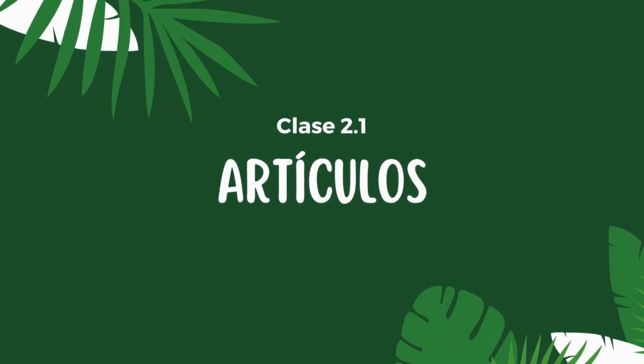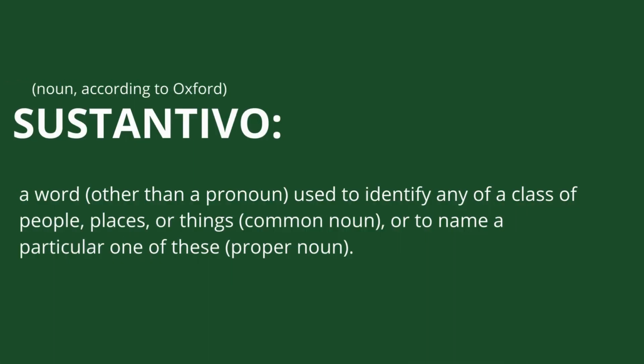Now, you may ask, what is a noun? A sustantivo. A noun, according to Oxford, is a word used to identify any of a class of people, places, or things, or to name a particular one of these. Essentially, a noun is the most important part of the speech. It's things like, for instance, a cat, the weather, a computer, a chair, all of those words are nouns.